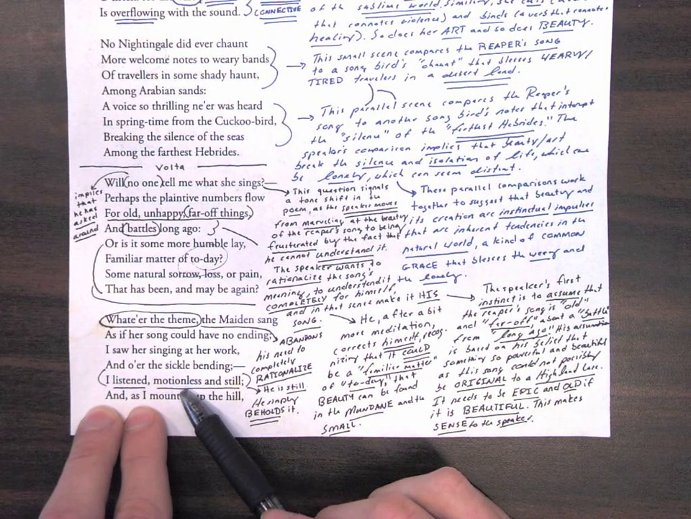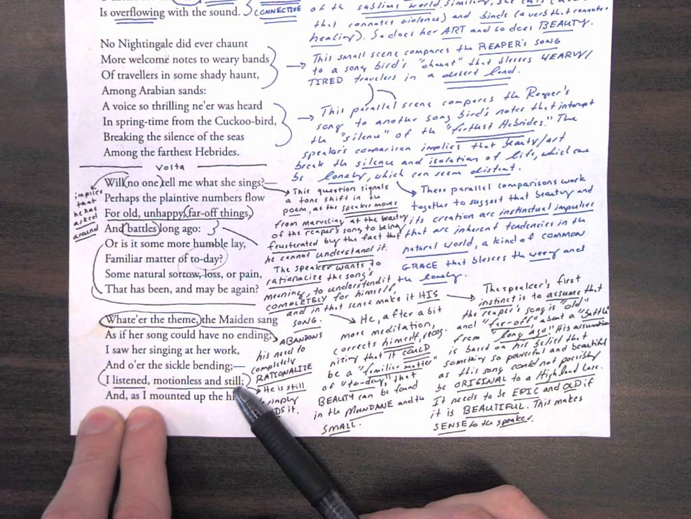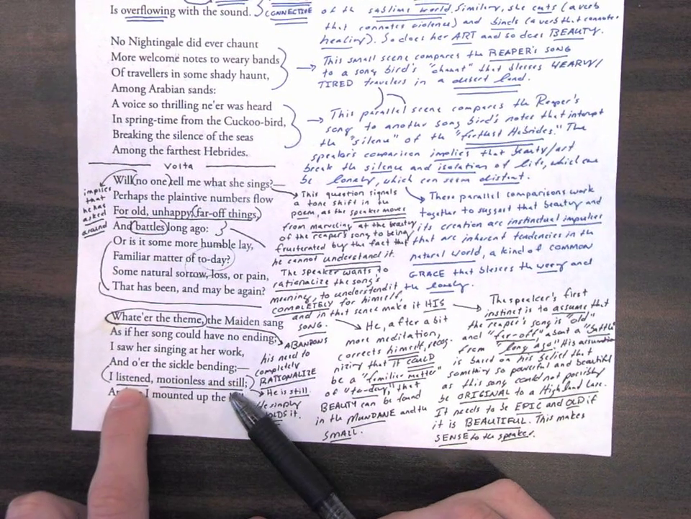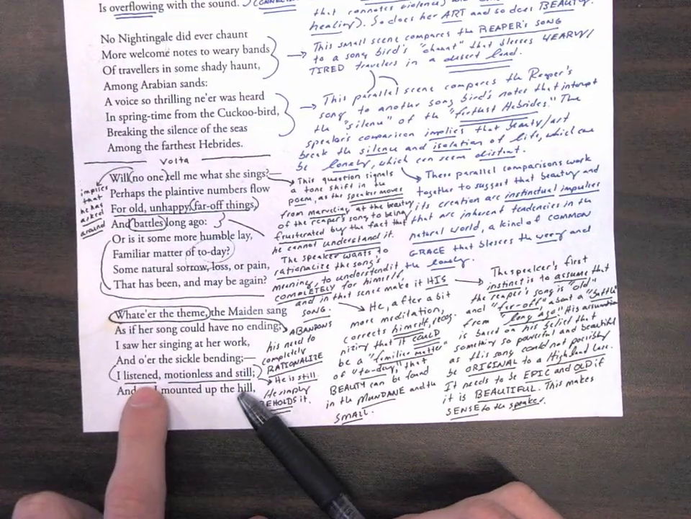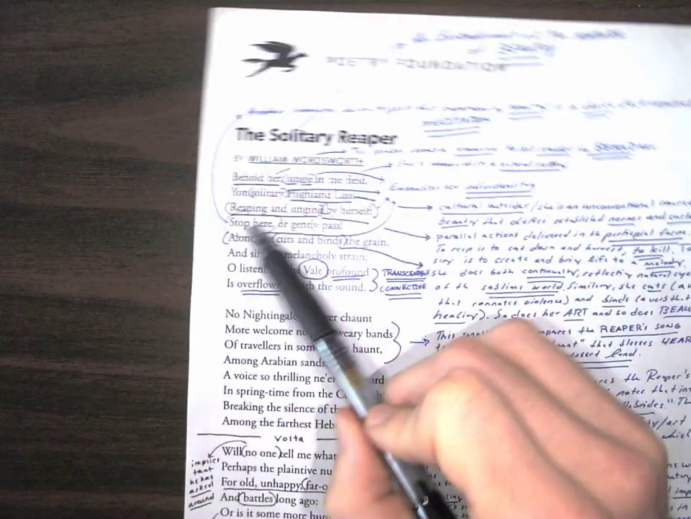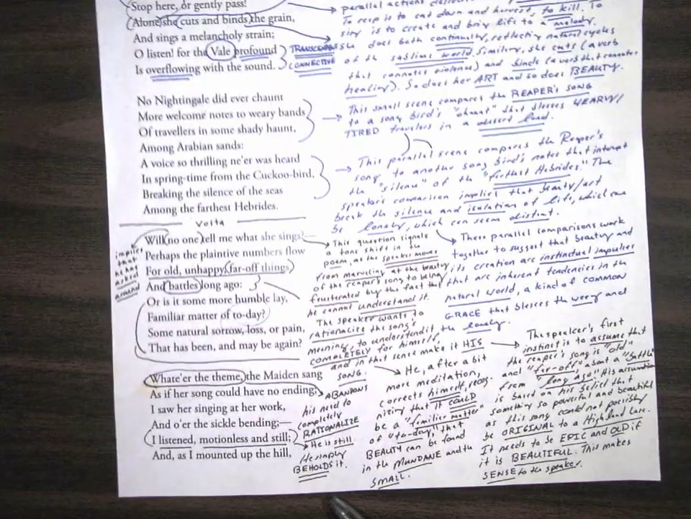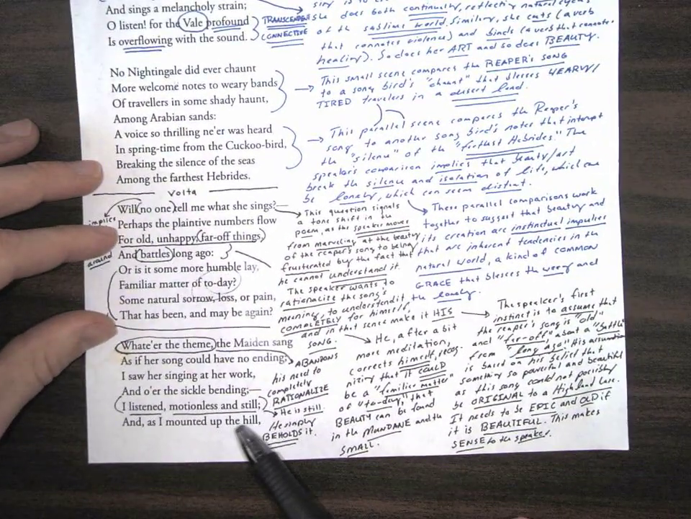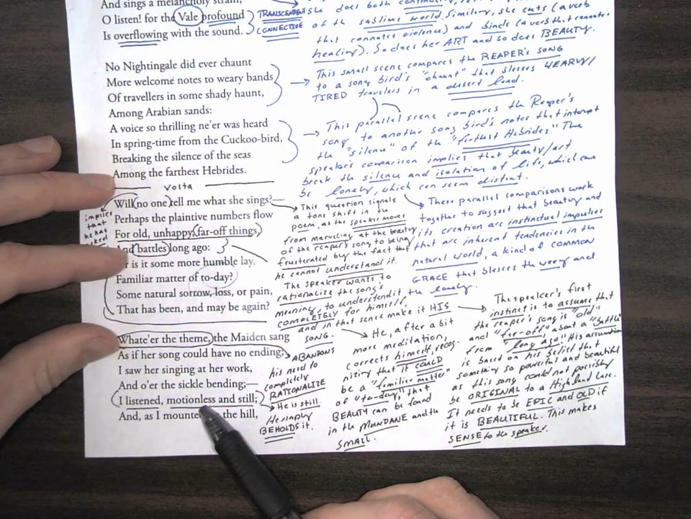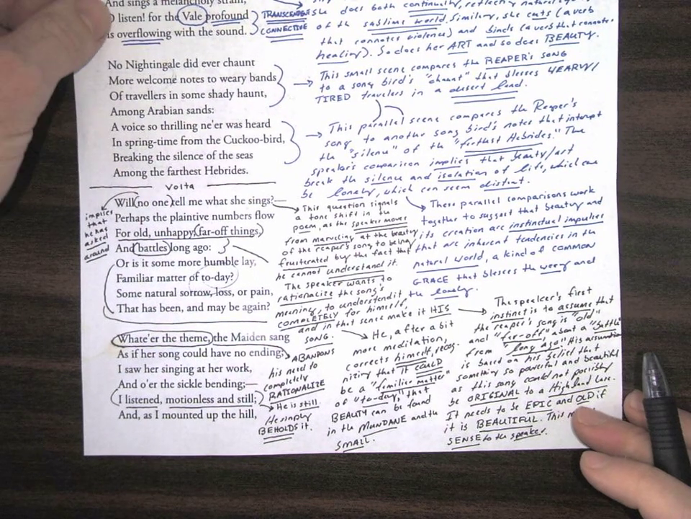Okay, so the poet here reiterates twice that he is motionless and still, right? In other words, his ability to listen and fully engage with the song is dependent on his ability to stop. His ability to behold is contingent or connected to his willingness to stop, to be still, to experience wonder and awe.